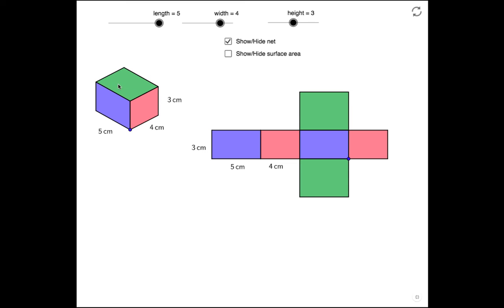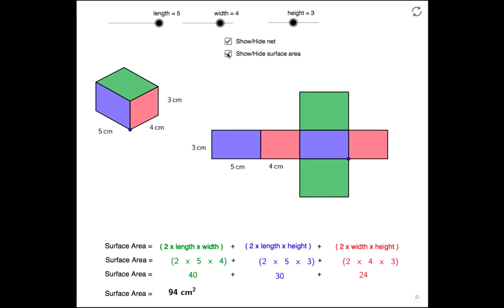And the last one is the top. So what's the top? That length there is 4. That length is 5, which is 20. And obviously there's 2. There's a top and the bottom. So here, 5 times 4 is 20. 5 times 4 is 20. And that's exactly how we do it. We found the area of this colored part. 2 times 5 times 4. Why did we times it by 2? Because there are 2 of them.